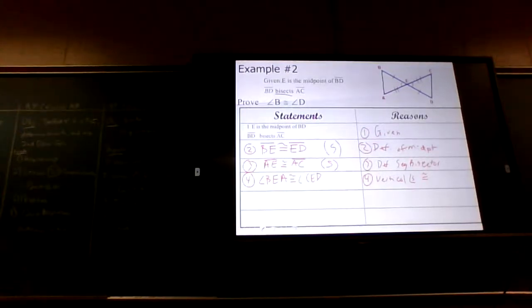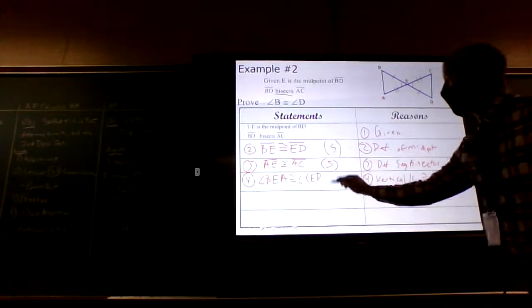Now you might say, well, Mr. Allen, this seems an awful lot like the one we did on the warm-up. Yes, it is. A lot of these proofs are very similar. So you should get to the point where you know, oh, vertical angles. Check for those vertical angles. Oh, by the way, that's an angle congruent to an angle.